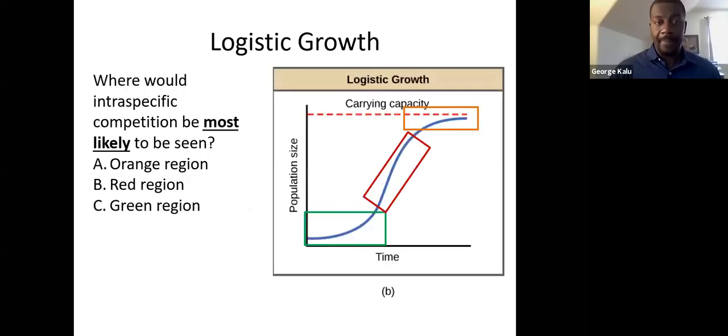So based on what we just talked about, where would intraspecific competition most likely be seen? Would it be most likely seen in the orange region, the red region, or the green region of this graph? Where would we see the most competition?